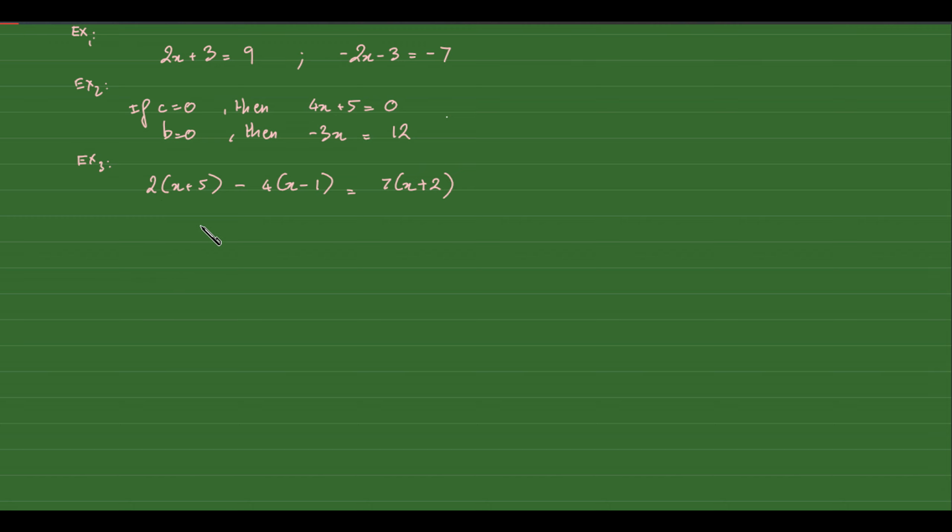Or I have something with fractions if I want to. For example, (2x plus 1) over 3 plus (x plus 3) over 5 equals 4x, for example. This is also a linear equation, even though it is in fractional form, as long as the x variable is in the numerator. But if the x is in the denominator, then it's not a linear equation anymore. Here 4x over 1, so the x is still in the numerator.